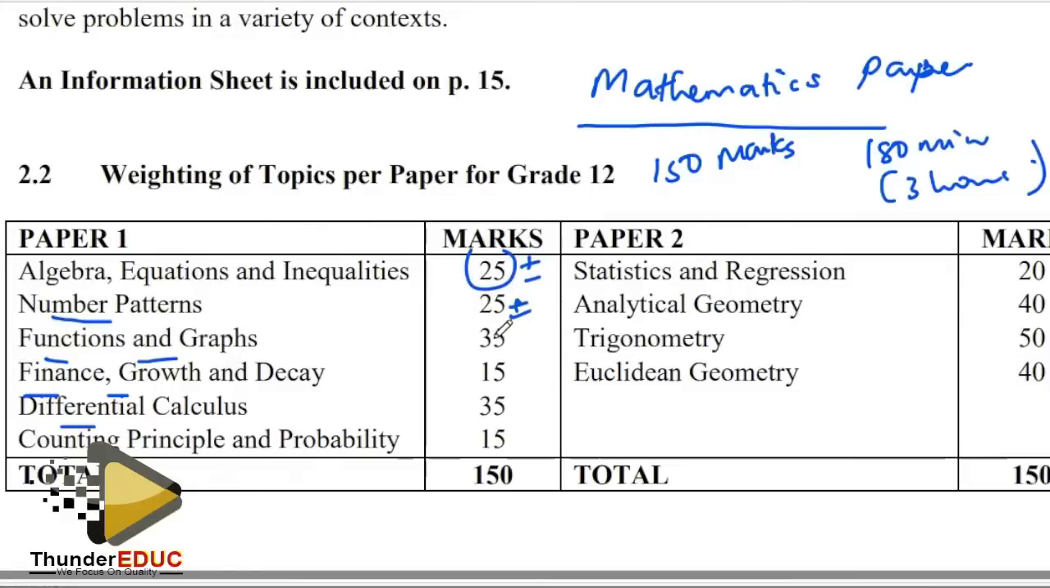Then for the functions and graphs, plus minus 35 marks. Then finance will cater for plus minus 15. And then calculus plus minus 35. And then probability is plus minus 15. So that we have a total of 150 marks.